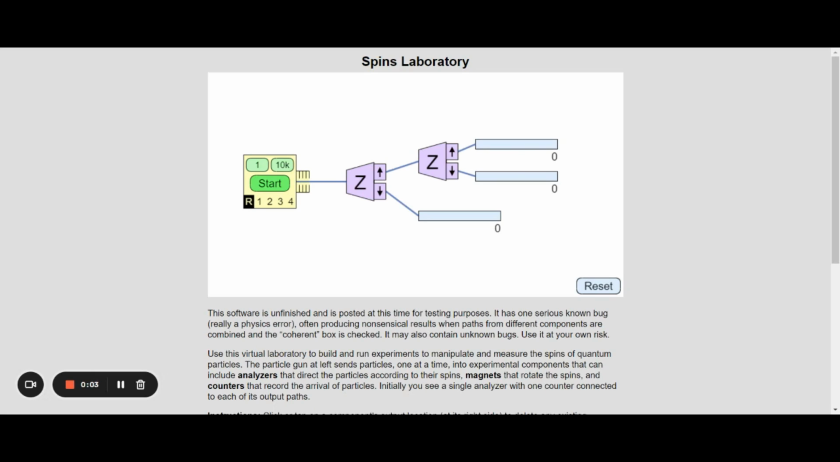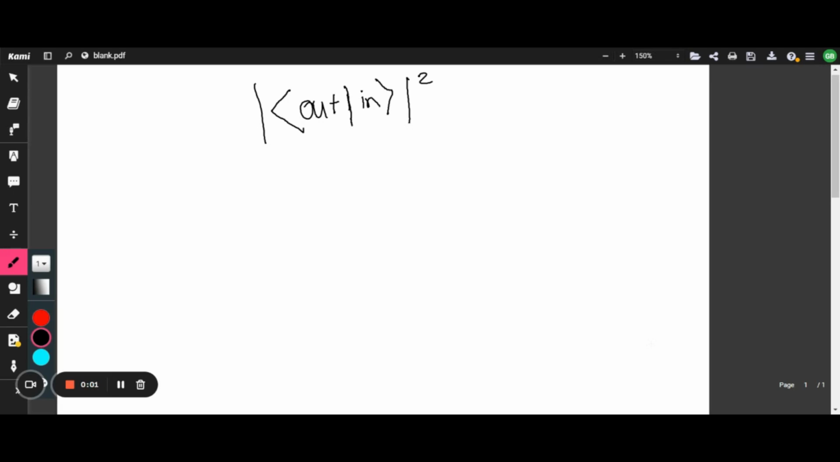As we take another look at the setup itself, we see that the input for the second analyzer comes from spin up particles from the first analyzer. So using this knowledge, we can go ahead and set up our probability equation to find out the probabilities of spin up and spin down for the second analyzer. As we've seen from the simulation, the particles coming into the second analyzer are just spin-up particles from the first analyzer. So the input is just the spin-up ket vector.